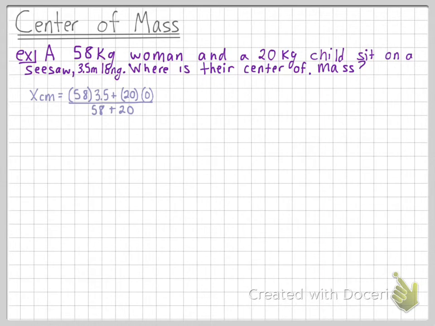So if we were to place a number line along the seesaw, we are going to assume that the child is at the origin. And this means that the woman is going to be at 3.5 meters. So then we can solve, and we see that the center of mass is 1.94 meters. So this means that the center of mass is 1.94 meters away from the origin, or in other words, 1.94 meters away from the child.